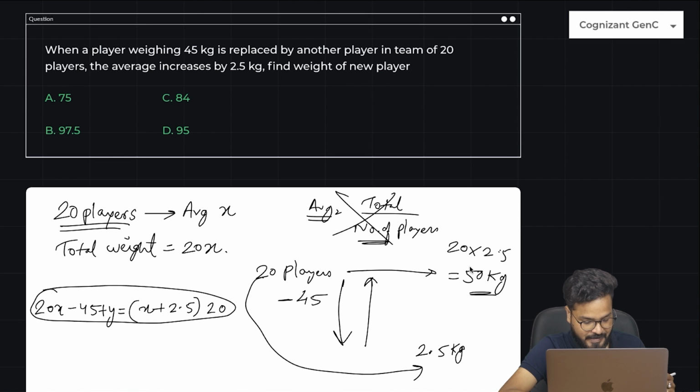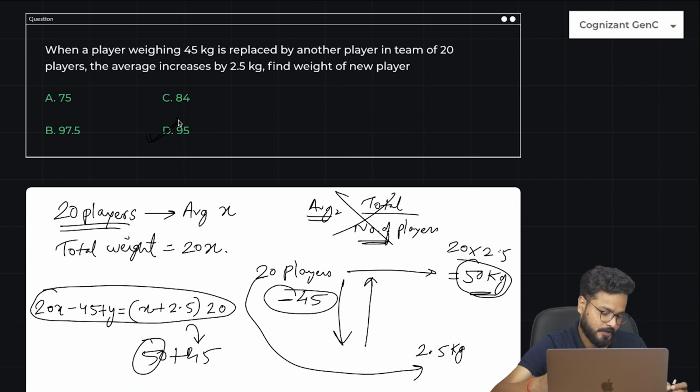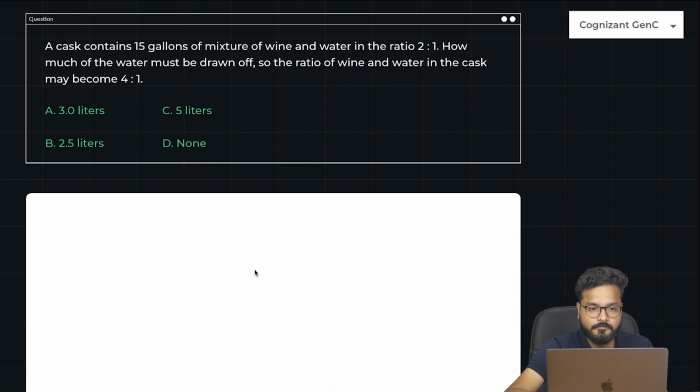Now, that means the second player who joined was of 50 kg? No. Overall 50 kg increased, but there was also a player of 45 kg who left. So that means the new player should be of the weight 50 plus 45. 45 to fill that gap due to the other player who left, and 50 for increasing the weight. So 50 plus 45, your answer is straight 95, option number D. So this would be the most basic way, no calculations involved, no equations involved. You can actually solve this orally. You don't even need a pen and paper to solve this.